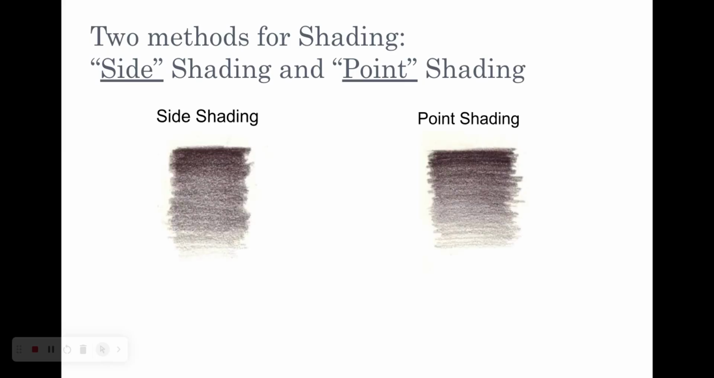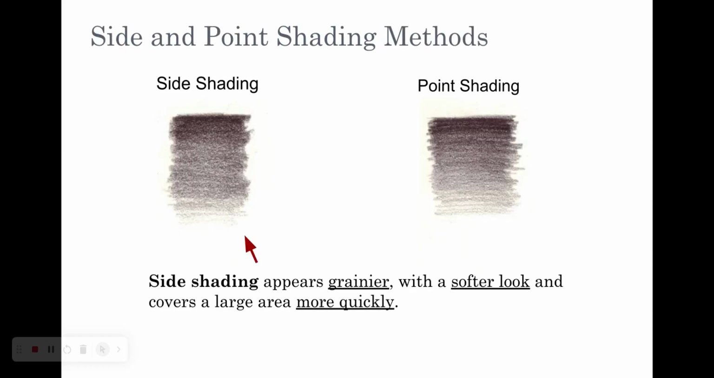Now, both of these examples look pretty similar, but they've been shaded in different ways. For side shading, it appears grainier on the paper with a softer look, and it covers a large area more quickly. So sometimes we have to shade something really big. So to do it more quickly, we would shade with the side of the pencil.